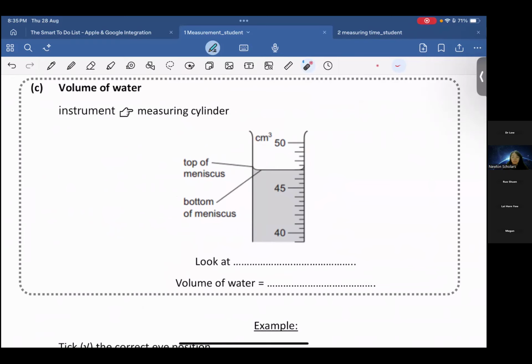We got two answers. How about others? Do you think that we use the top or bottom? Only one said bottom. The rest mentioned the top. Okay, Emily also mentioned bottom. So what is the correct answer? My answer is bottom. We should look at the bottom of the meniscus.